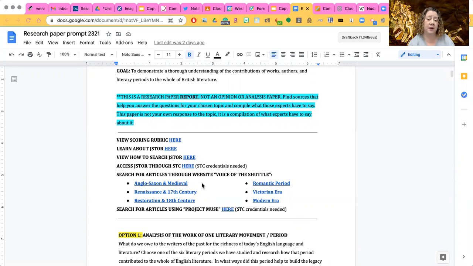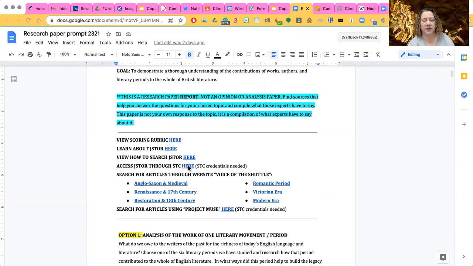Even if you're not doing a period, if you're not doing option 1, you could still say, oh, well, Milton is from the 17th century, so let me go and look in that one. And then you could get these guides that will help you with more research. And then there's also Project Muse. I think Project Muse is a little harder to use, but it's another resource. So these are online sources that will give you scholarly stuff.